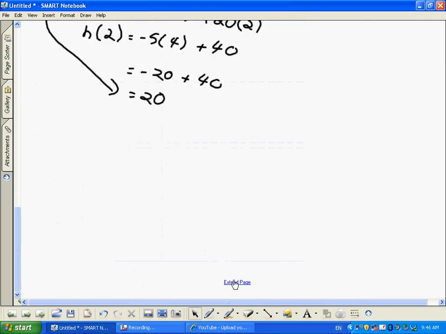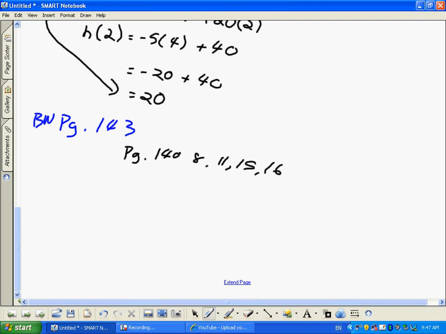For homework, guys, obviously you have those questions I've already put in your blue notebook. So if you turn to page 143 in your blue notebook, it has all the questions there. But since we're going to try to split this lesson probably, I've already given you 8, 11, 15, 16 from page 140 in your textbook. If I write in blue, it's your blue notebook. If I write in black, it's your textbook.